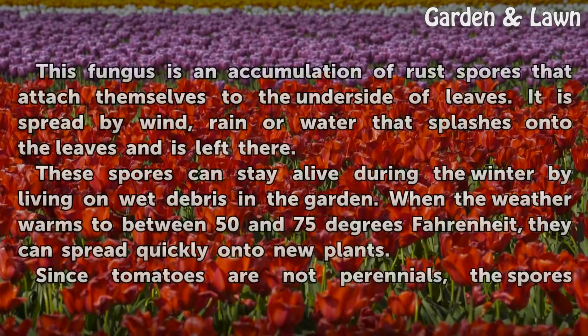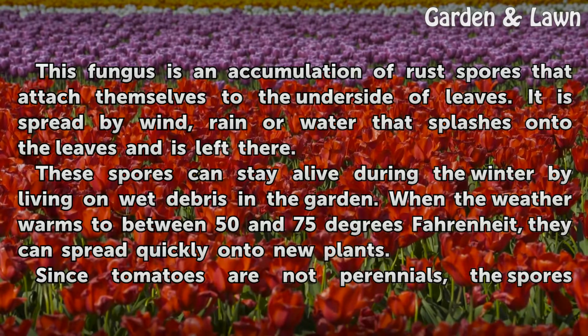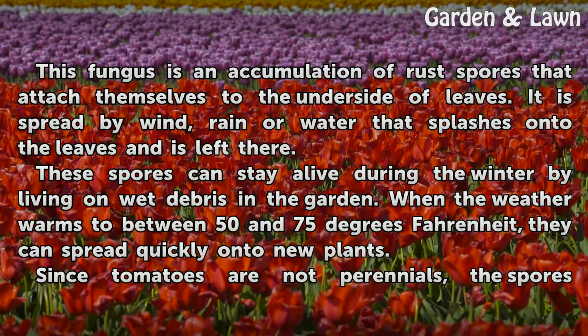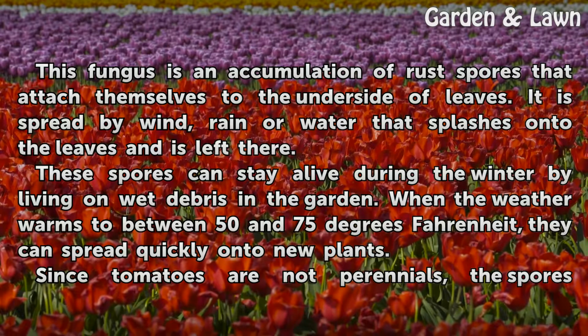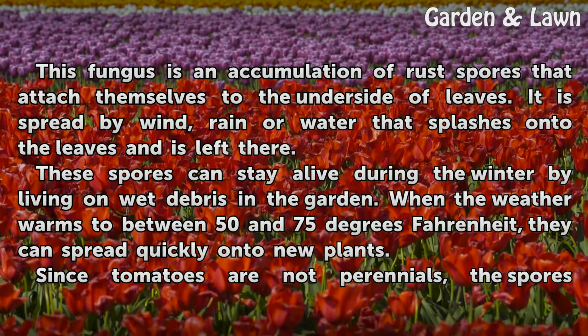Causes. This fungus is an accumulation of rust spores that attach themselves to the underside of leaves. It is spread by wind, rain or water that splashes onto the leaves and is left there. These spores can stay alive during the winter by living on wet debris in the garden. When the weather warms to between 50 and 75 degrees Fahrenheit, they can spread quickly onto new plants.